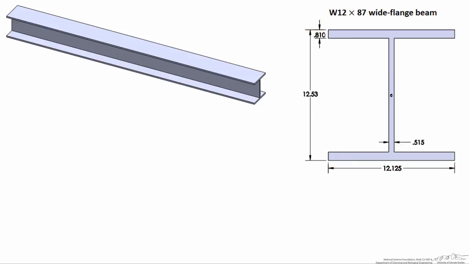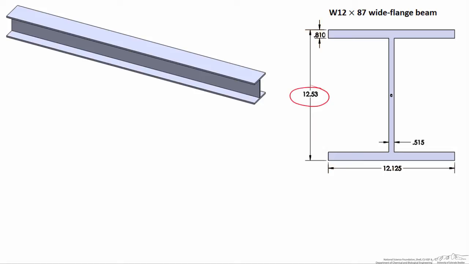Let's calculate the moment of inertia for a wide flange beam. In this case, I've chosen a beam that's known as a W12 by 87. The W just stands for wide flange. 12 means this dimension here is nominally about 12 inches tall.